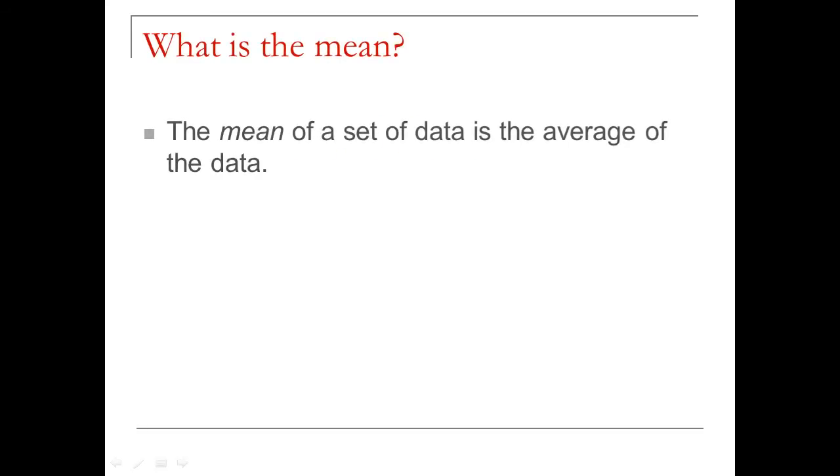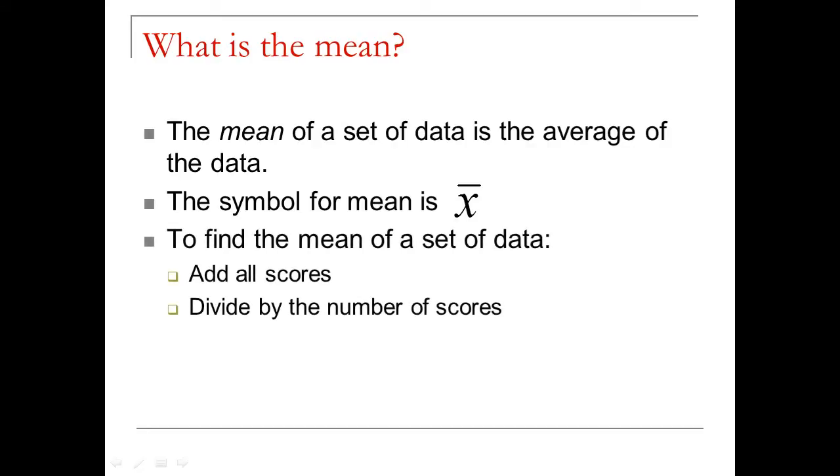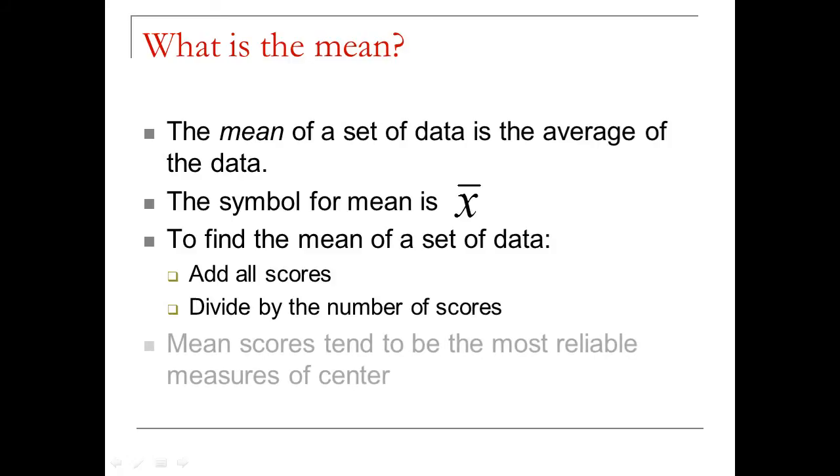First of all, the mean, the average of the set of data that you're working with. There's a symbol in the graphing calculator. It's called X bar. So when you're dealing with sets of data in the graphing calculator, X bar will be your mean of the data. To find the mean, you take all your scores and add them up, and then you divide by the number of scores that you have. The critical part of the mean to remember is that the mean tends to be the most reliable measure of center. It's not always the most reliable, but it tends to be the most reliable most often.